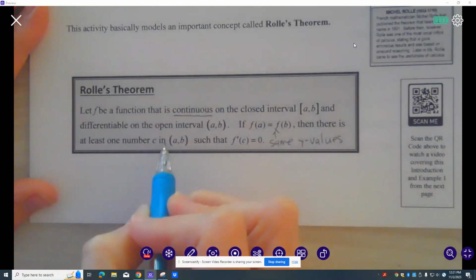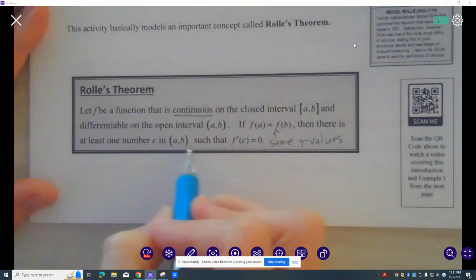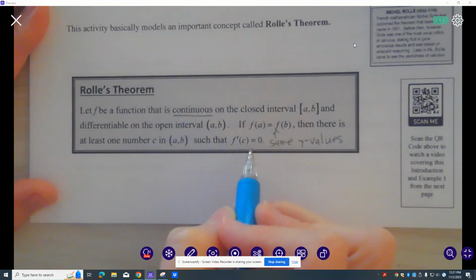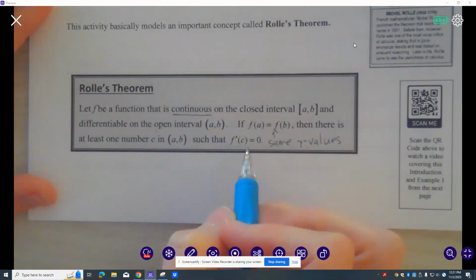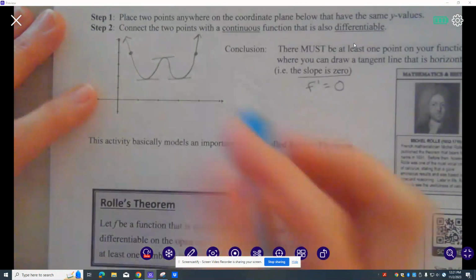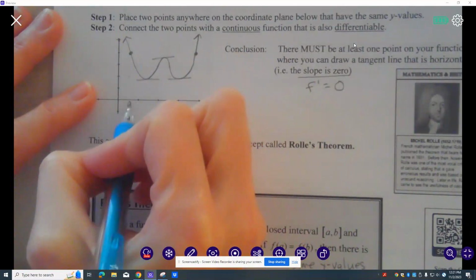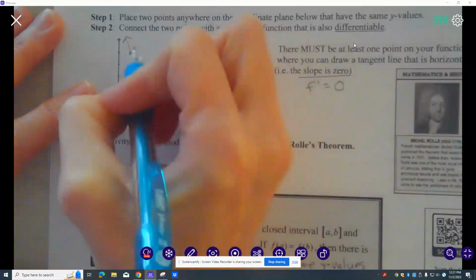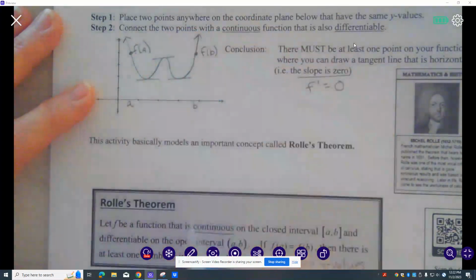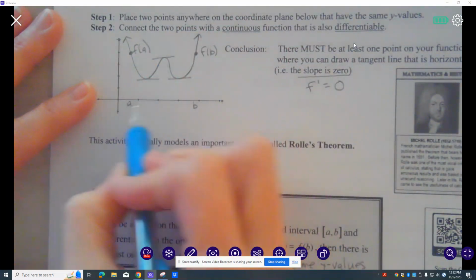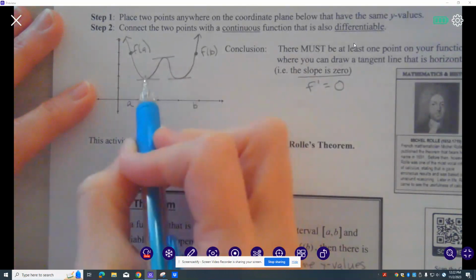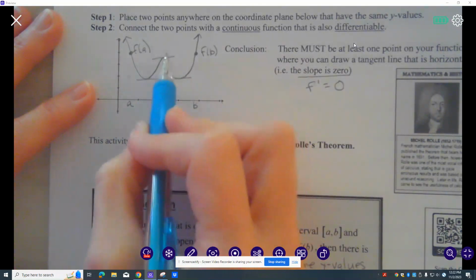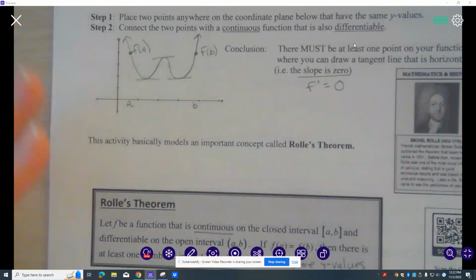There is at least one number c between a and b such that the derivative, or the slope of the tangent line, is 0. So if this were my point A, and this was my point B, this would be f of b, this would be f of a. It says there exists a c between a and b where the derivative will be 0. So in my case, there's 3 c's between a and b. Okay, turn the page.